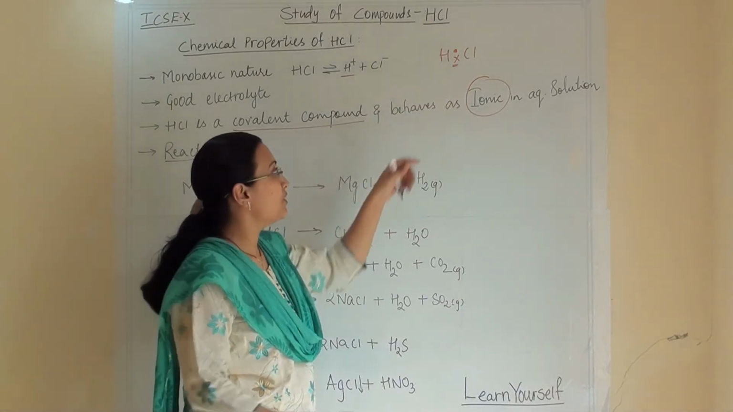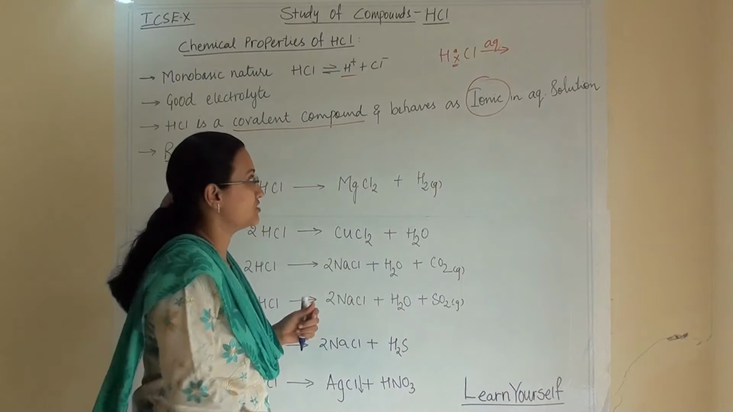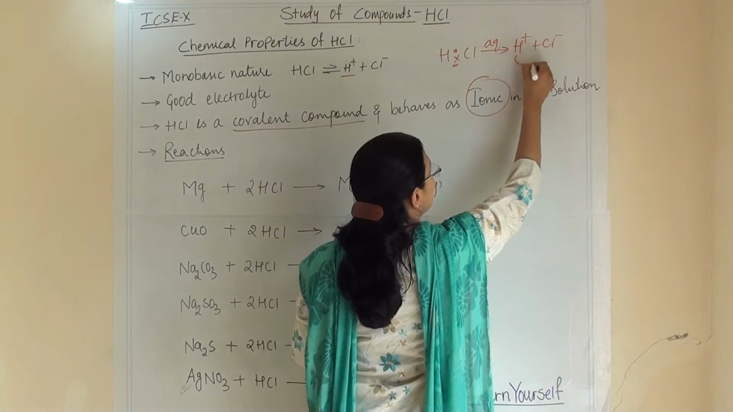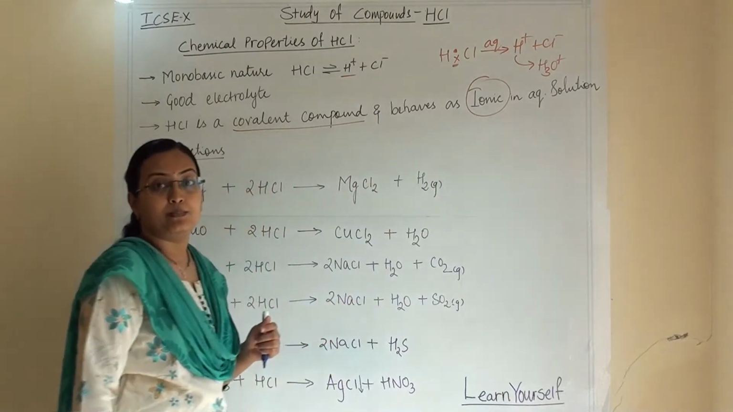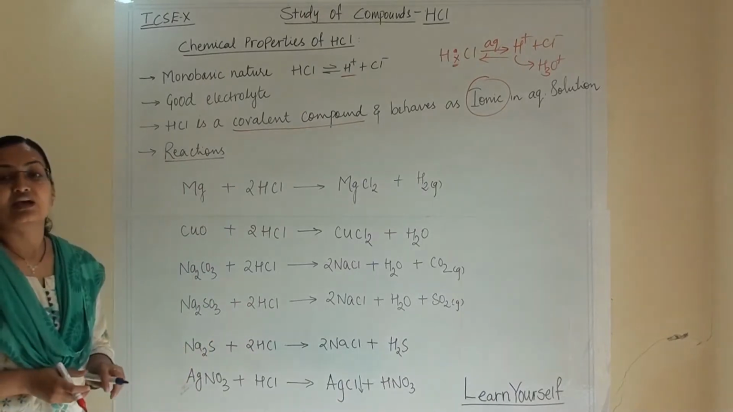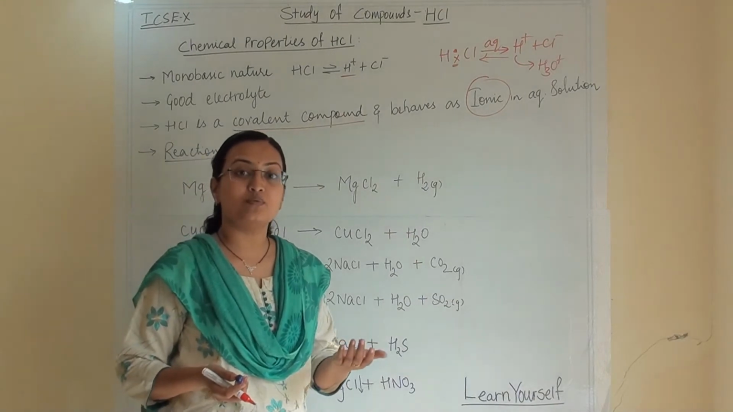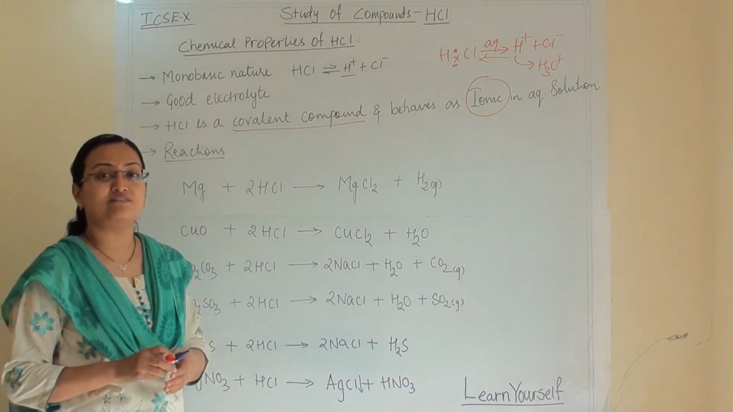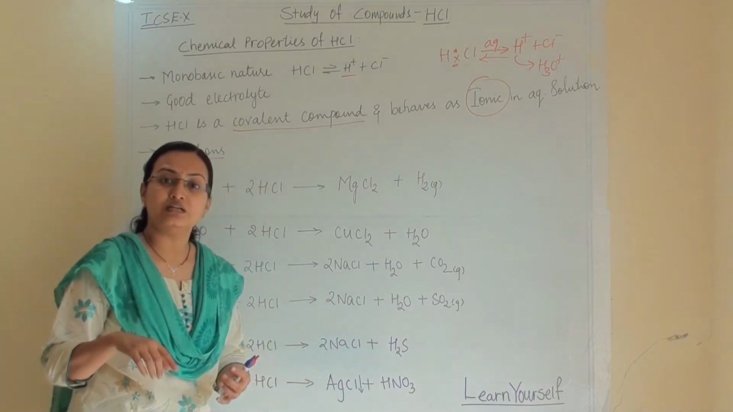So whenever you are adding this into an aqueous solution or into water, this will become H plus and Cl minus. This again will go with H2O and you will get H3O plus, and this is a reversible reaction. This we have learned when we were studying how the hydroxyl ion is formed and how the hydronium ion is formed.